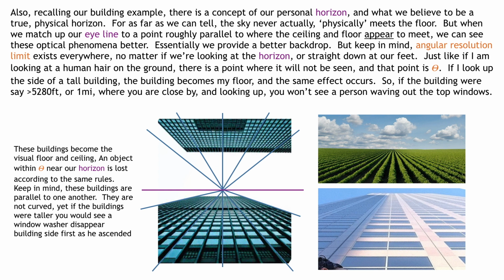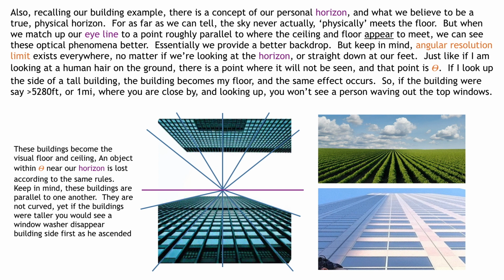But again, keep in mind, the angular resolution limit exists everywhere, no matter if we're looking at the horizon or straight down at our feet. Just like if I am looking at a human hair on the ground, there is a point where it will not be seen, and that point is theta. So if I look up the side of a tall building, the building becomes my floor, and the same effect occurs. If the building were, say, a mile high, 5,280 feet, where you are close by and looking up, you won't see a person waving out of the top windows.